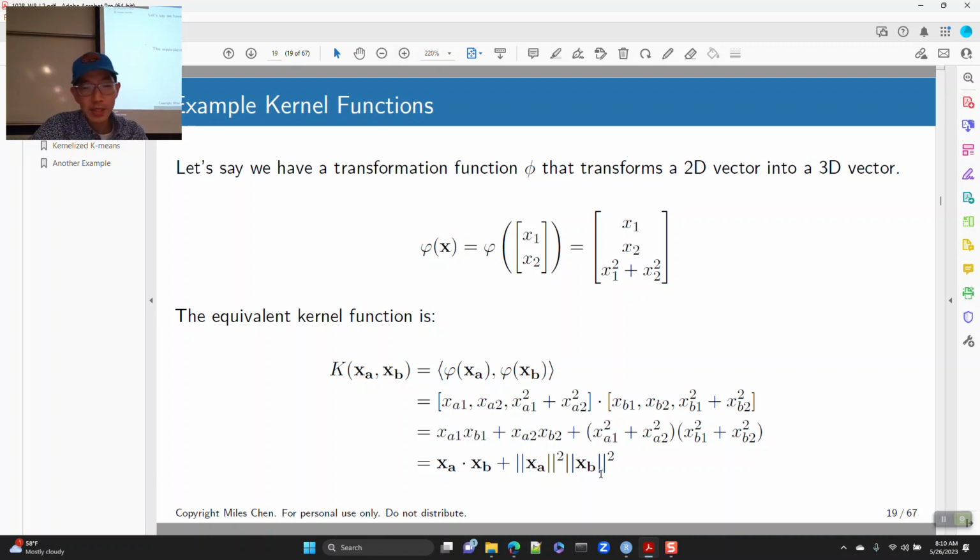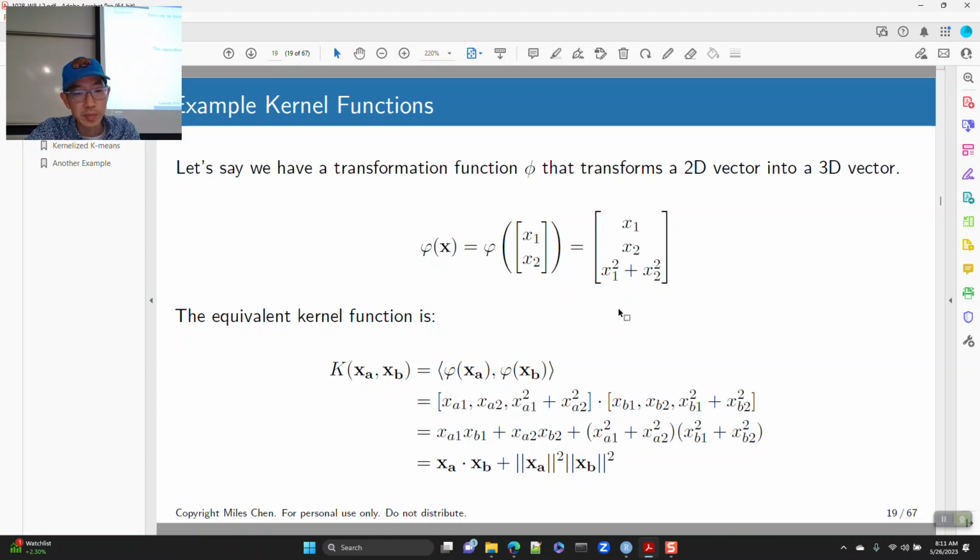And I tried to show this by doing, if I transform xa, I get xa1, xa2, xa1 squared plus xa2 squared, and then here is, dotted with xb1, xb2, xb1 squared, and xb2 squared, right? And then if you kind of do this, you get xa1 xb1 plus xa2 xb2. That's the equivalent of xa dot xb, this part. And then this part over here, xa1 squared plus xa2 squared plus xb1 squared plus xb2 squared. This is the equivalent over here. This is norm of xa squared, and this is norm of xb squared.